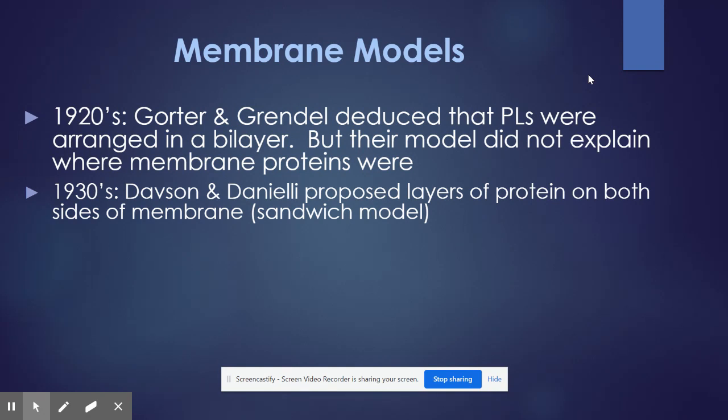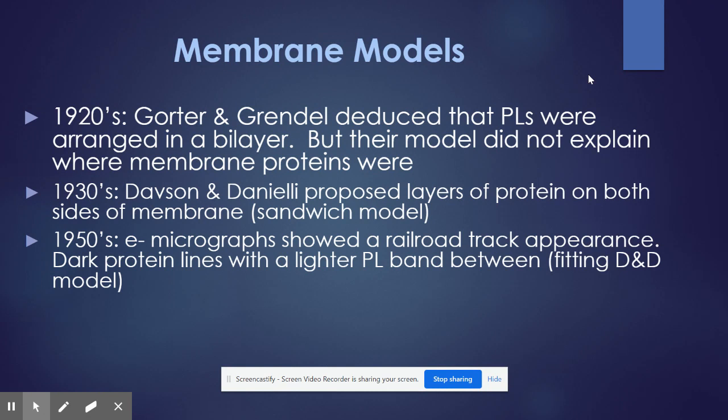In the 30s, Davson and Danielli proposed layers of protein on both sides of the membrane, a sandwich model. So you've got the phospholipid bilayer, and then you've just got a layer of protein on top and below on those phosphate heads. Then in the 50s, electron micrographs, with e negative being my symbol for electrons because they're negatively charged, showed a railroad track appearance, dark protein lines with a lighter phospholipid band between, kind of fitting the Davson-Danielli model.